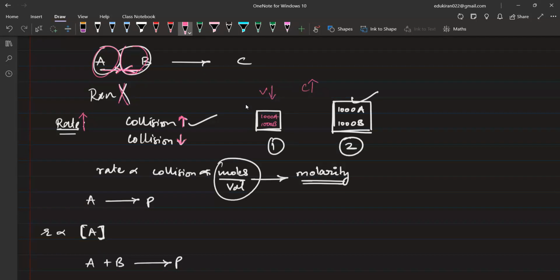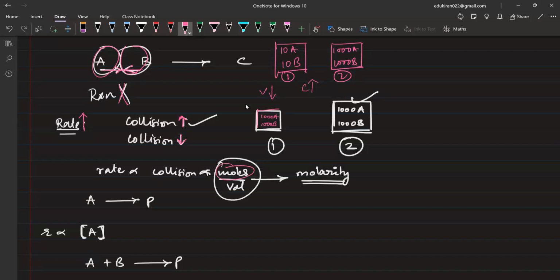Now, one thing I hope you can understand very easily. Let us suppose we have a small container with 10 moles of A and 10 moles of B. And in the same container, we have 1000 moles of A and 1000 moles of B. Where do you think more collision will occur, the first case or the second case? Second case, sir. So we can say that rate is directly proportional to number of moles.